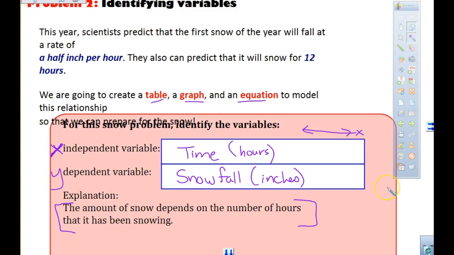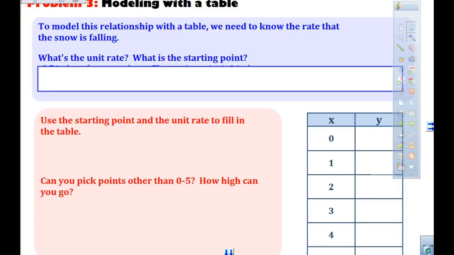And Connor, would you read as we go down to the next part where it says modeling the table? Model this relationship with the table. We need to know the rate that snow is falling. What is the unit rate? What is the starting point?